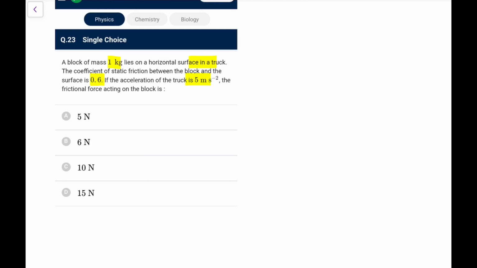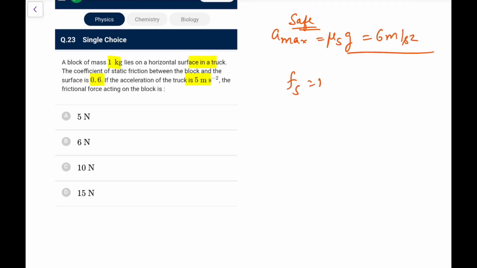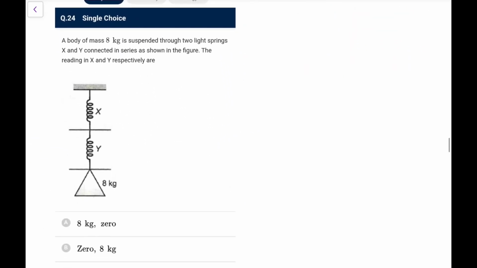So what we can have here, we can determine the maximum safe acceleration for which it won't lose contact, that you remember is equal to mu s g, which comes out as 6. So it is safe, so it won't slip, and Fs would be providing the necessary force m into a, that is 1 into 5. It won't be 6 Newton, it would be 5 Newton, because that is what is required. 6 is the maximum magnitude that can act. This question I think we have done in some previous test also.